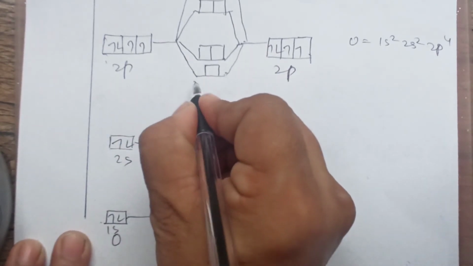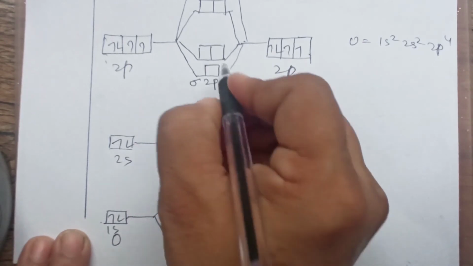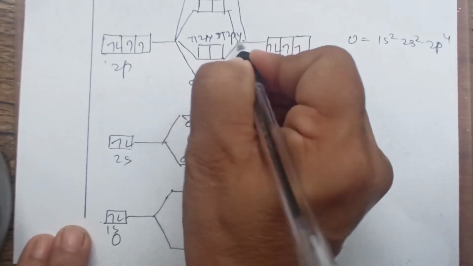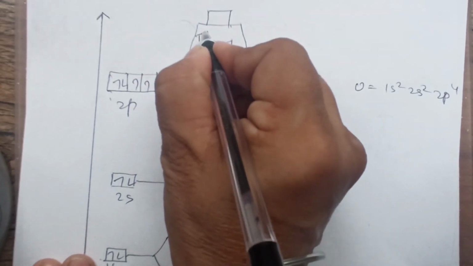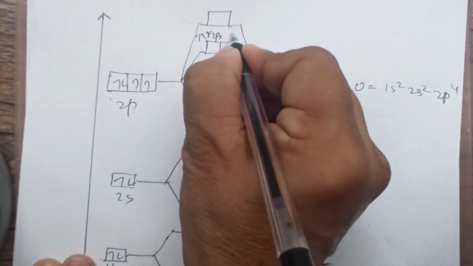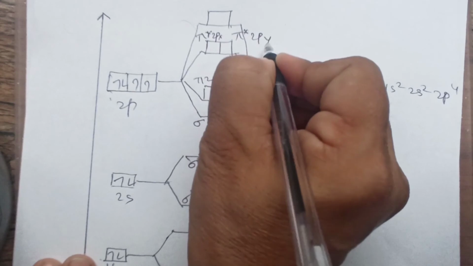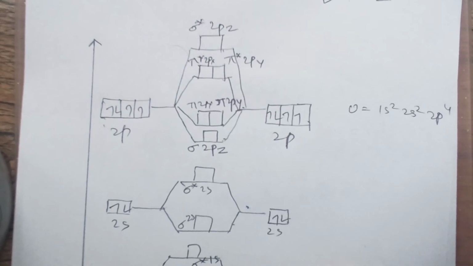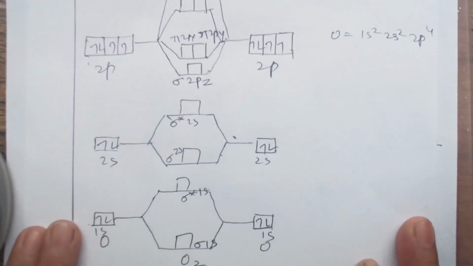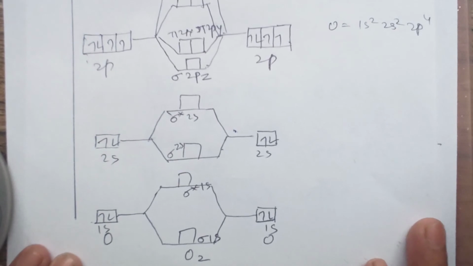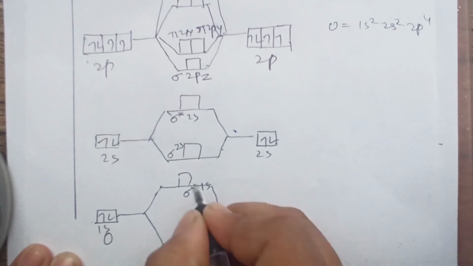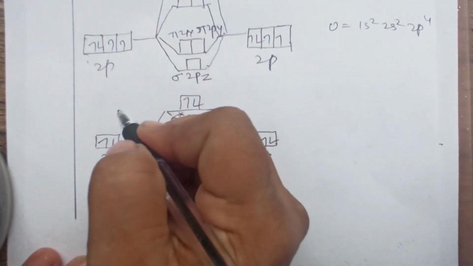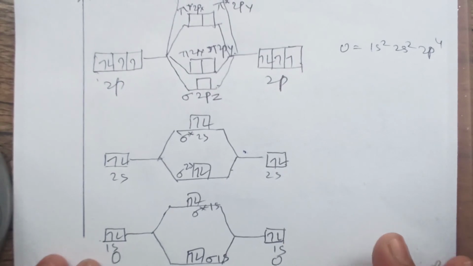What about this? You can see here sigma 2pz is down. This is pi 2px, pi 2py, and then this is pi star 2px. We don't require that upper one, so I'm just ignoring it and keeping it up. You don't worry about it. Anyway, you can write down the orbitals. Now I'm going to fix it like this to explain it. Now 2 to 4 electrons, so 1, 2, 3, 4. 4 and 4, 8 electrons. Now here it is very important how we are going to fill in.